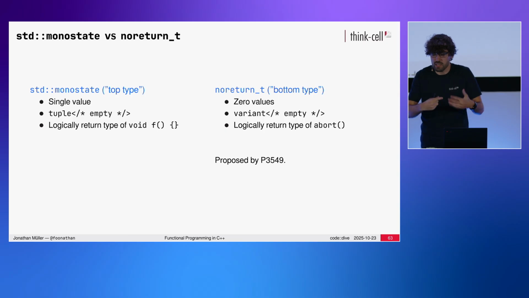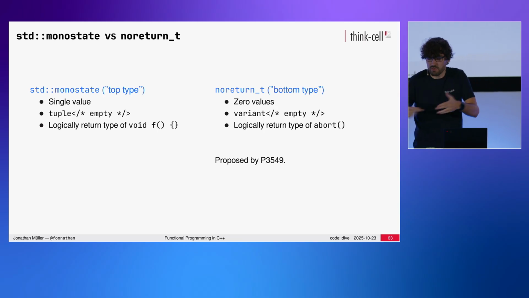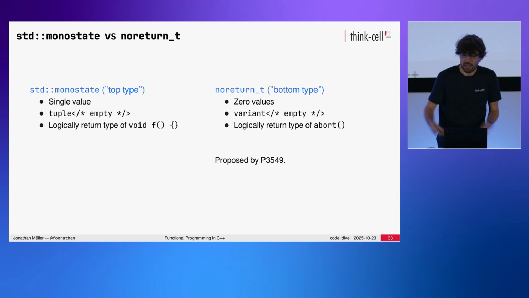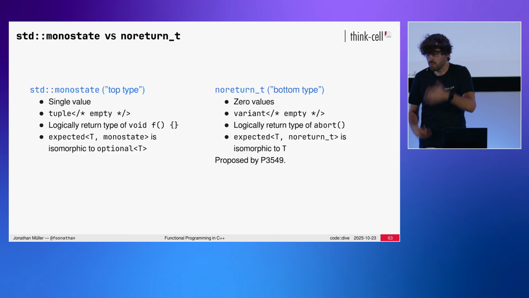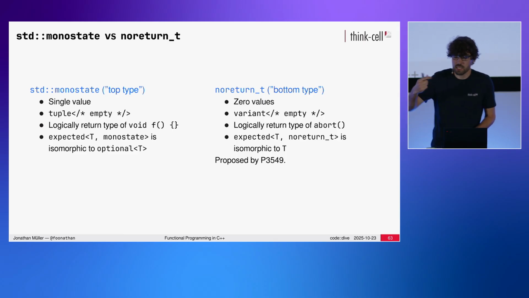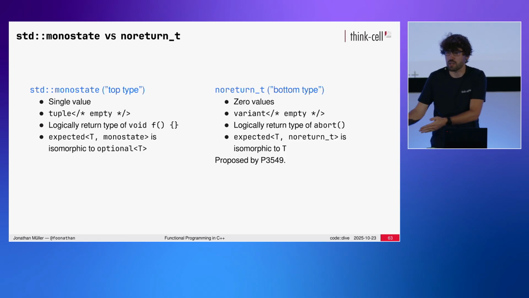Monostate is equivalent to the void in a void f that does nothing, and no return T is equivalent to the void that is returned from abort, because abort doesn't really return. Abort doesn't give you a void, it gives you nothing, because it never gives you anything. And so when we have an expected of a T or a monostate, that is isomorphic to optional T. We either have a T or we have a monostate, but a monostate is nothing. So we either have a T or nothing. Whereas an expected of a T or no return T means the error case can never be reached. And so this is sort of isomorphic to T, right? Because we cannot construct an expected in the error case, because no return has no values that we can give it. And so this is the more appropriate return type when we want to express an expected that can never be in the error case.